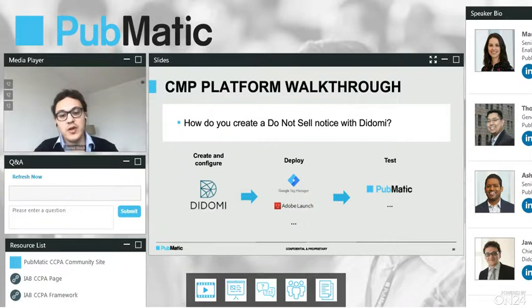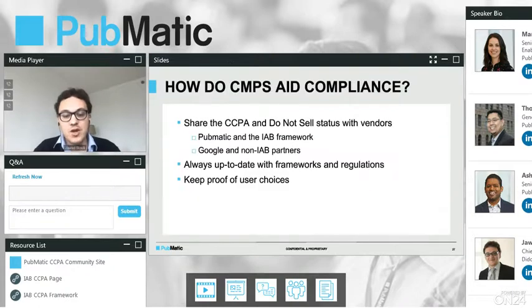And so to end this, I just wanted to summarize how CMPs aid compliance. The idea is that as a publisher, you're perfectly free to do all of that yourself. We've seen publishers build their own notices, build their own integrations with the CCPA framework. And if you're comfortable doing that, I think it's a perfectly acceptable choice.